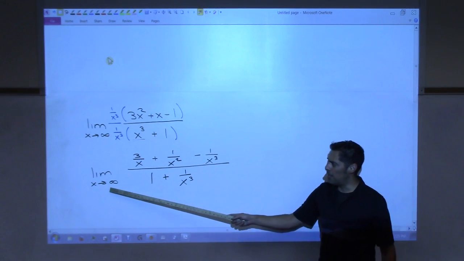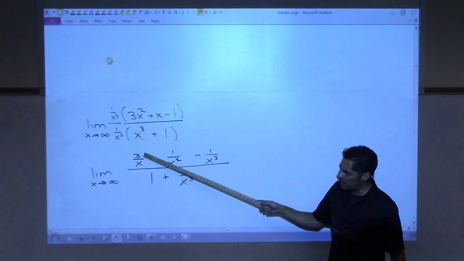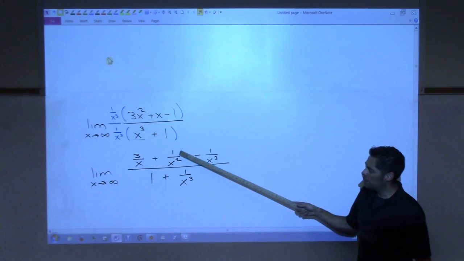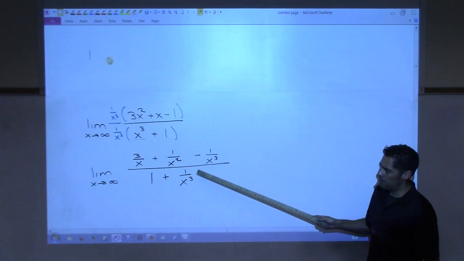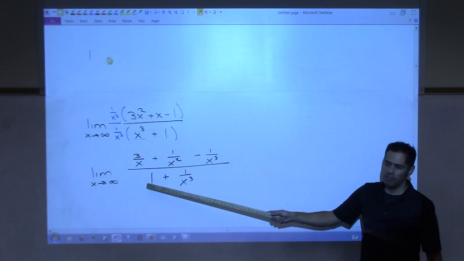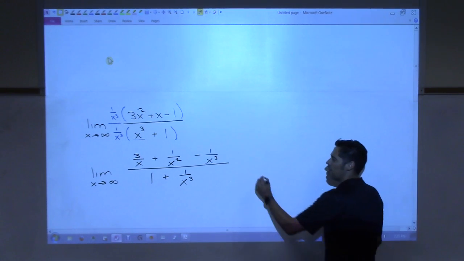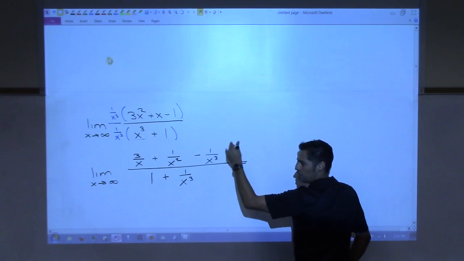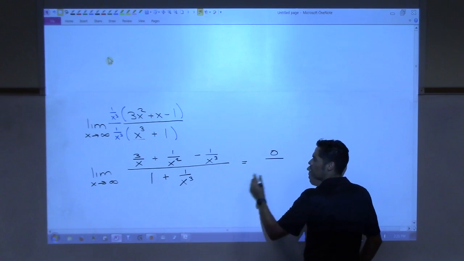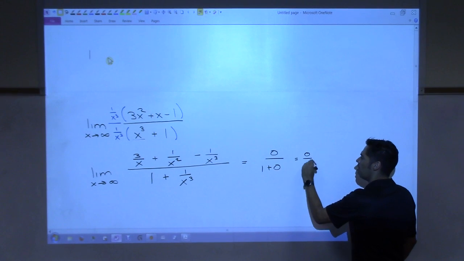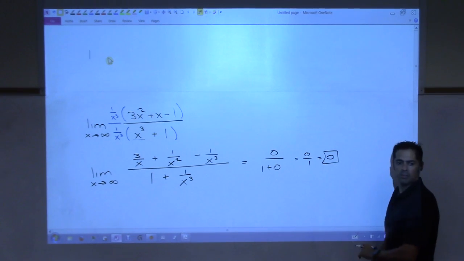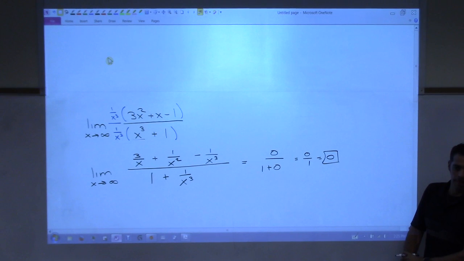X is going to go to infinity. What do we have here? Fixed over infinity. Fixed over infinity. Fixed over infinity. Fixed over infinity. Plus 1. So what do we have on top? 0, right? 0, 0, 0. They're all going away. 0 over 1 plus 0. That's okay. This is just 0 over 1. That's just 0, and that's it. We're done. The limit is 0. We're headed towards 0 as we go out the right side of this graph.